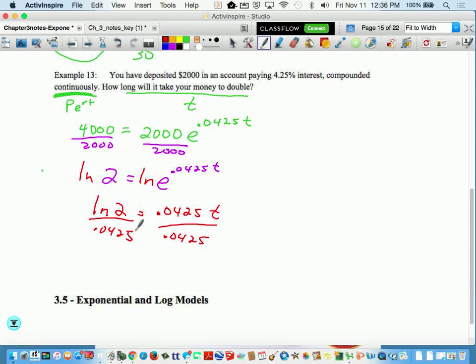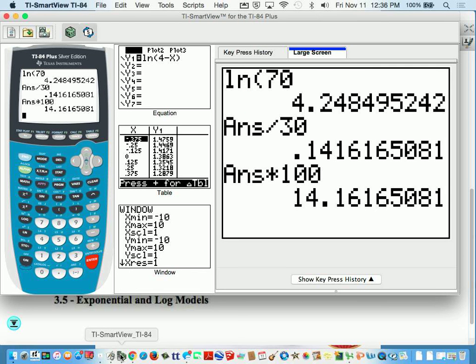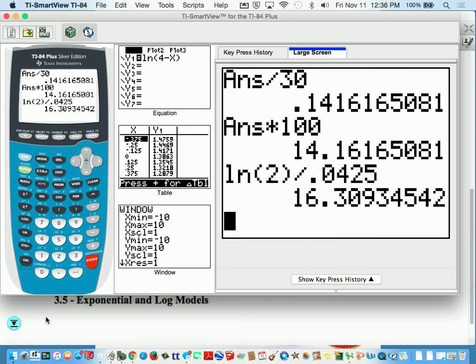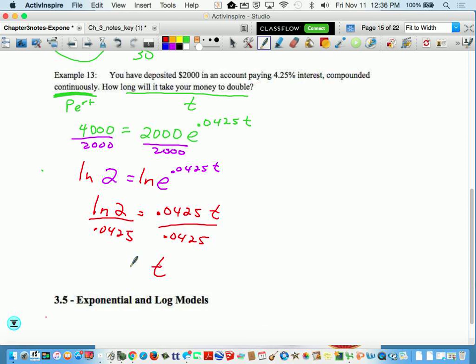Same thing. If you have a little brother or sister that walks around the house saying, I'm the natural log of 2 divided by 0.0425, you're going to do what? Sock him in the neck. Right? That doesn't make sense to anybody. Figure it out for them. Let them know. So now we have the ln of 2 divided by 0.0425, and it's going to take approximately 16.3 years. And we're done.